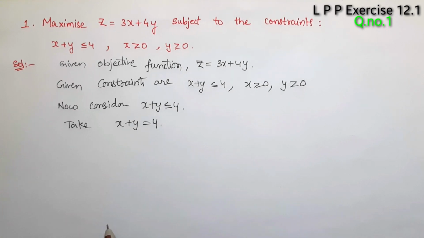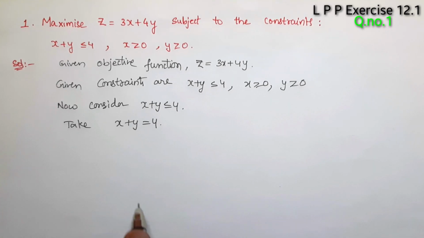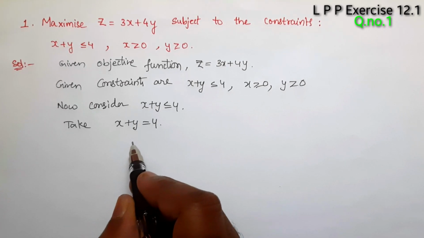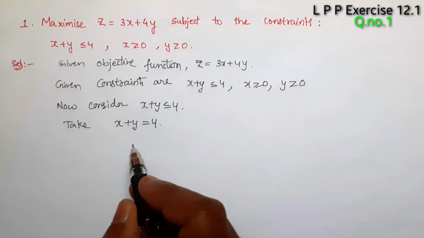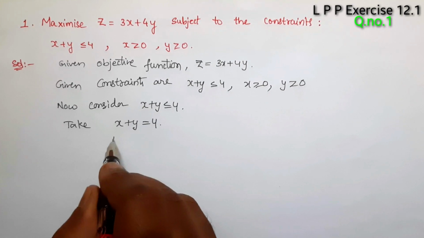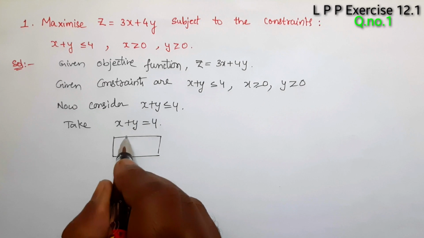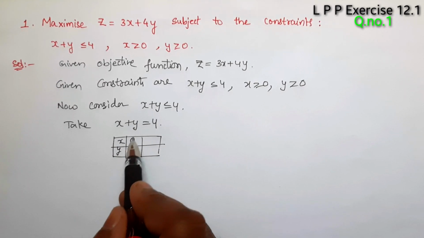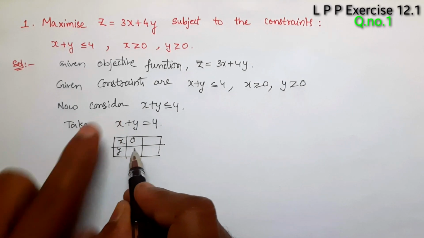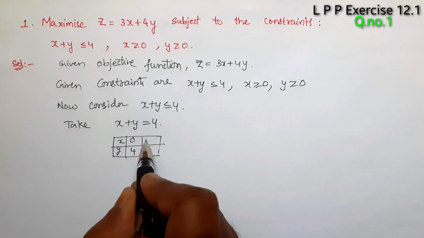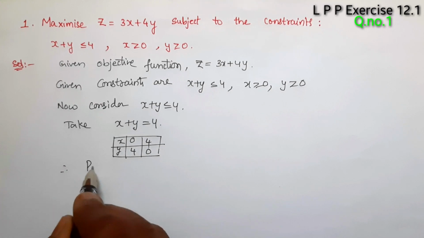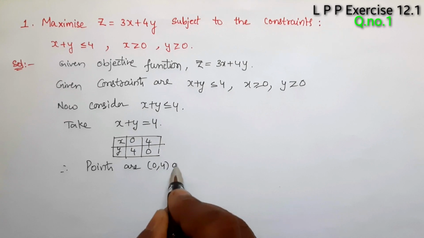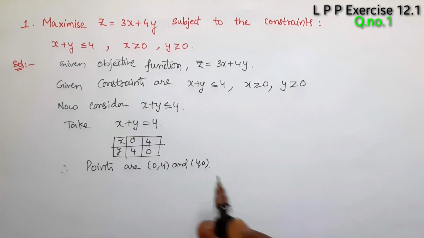From this equation we have to find points. Why? Because if you want to draw a line from that equation, we need points, so we find the points first. If x = 0, the y value becomes 4. If y = 0, the x value becomes 4. Therefore the points are (0, 4) and (4, 0).